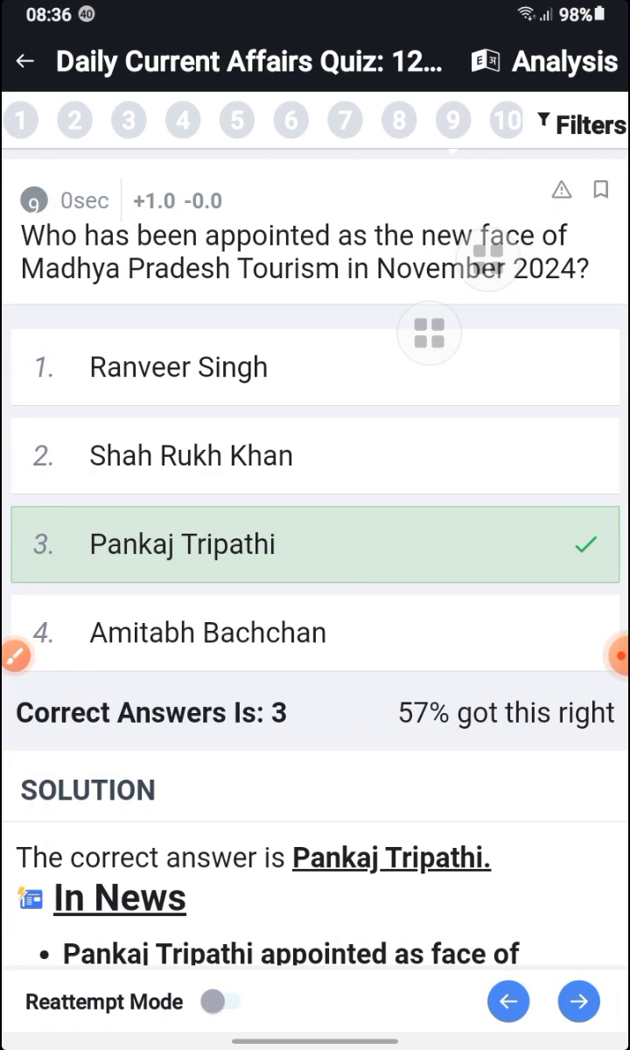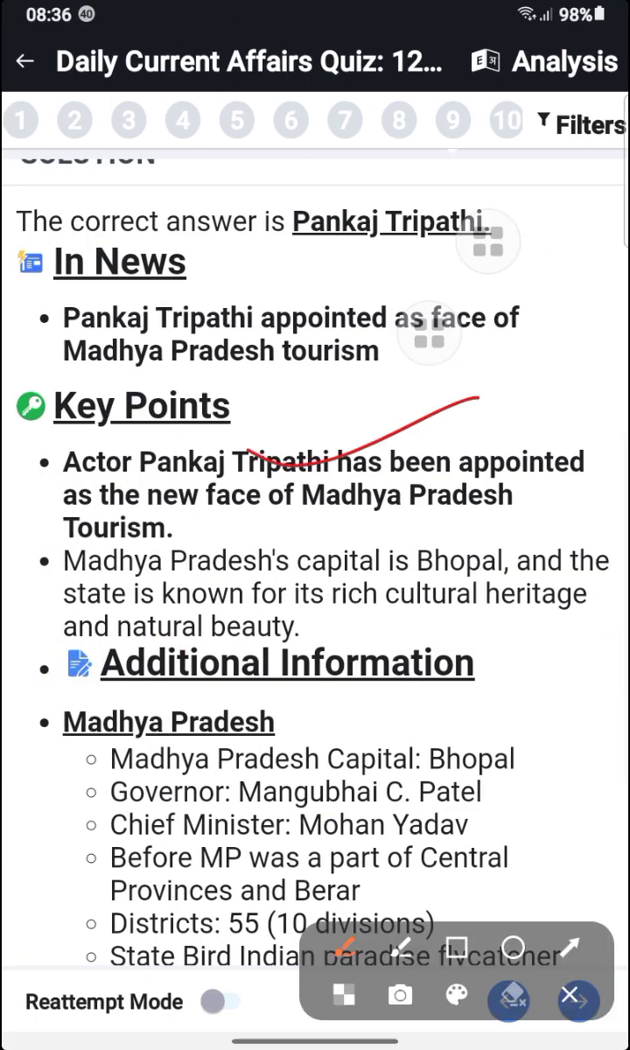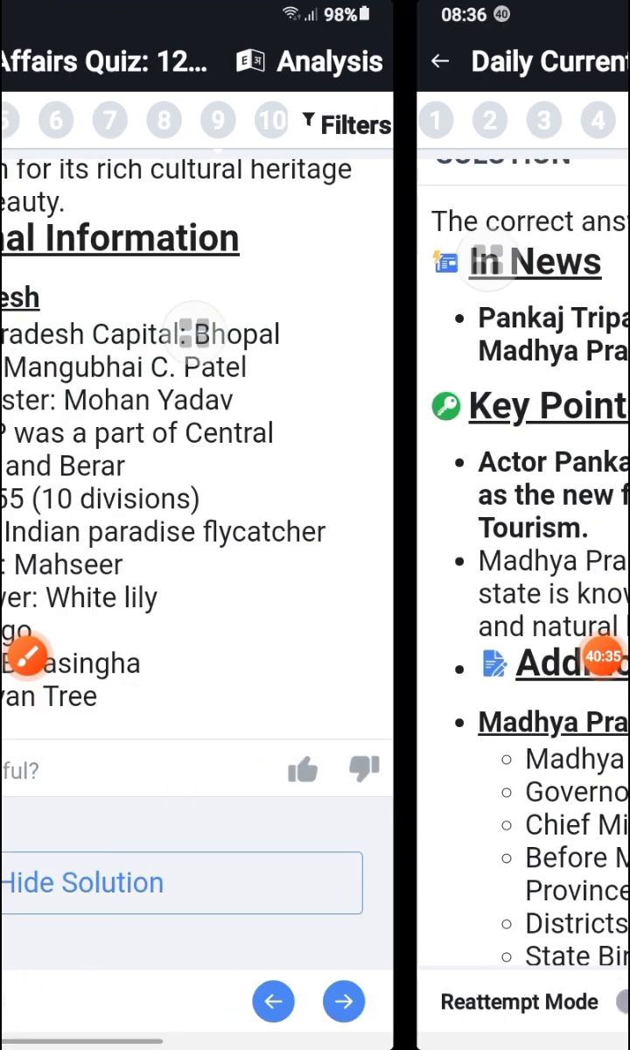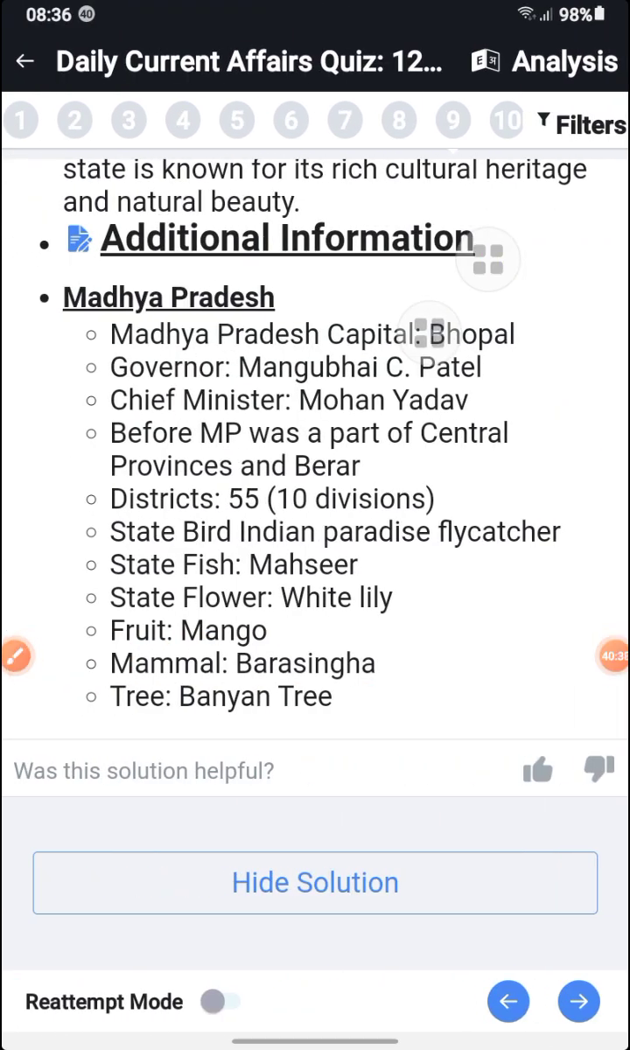Next, who is the newly appointed face of Madhya Pradesh tourism? That is Pankaj Tripathi. Madhya Pradesh, whose capital is Bhopal, is a state with a rich cultural heritage. The governor is Mangubhai Patel, and the chief minister is Mohan Yadav. There are 55 districts. The state bird is the flycatcher, the state fish is the mahseer, and the state flower is the white lily.